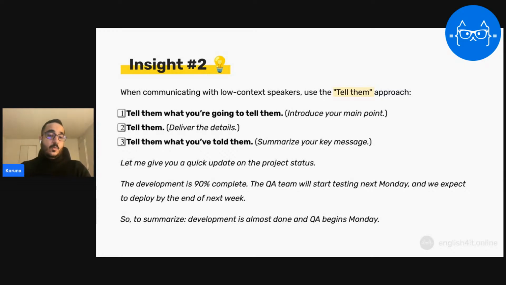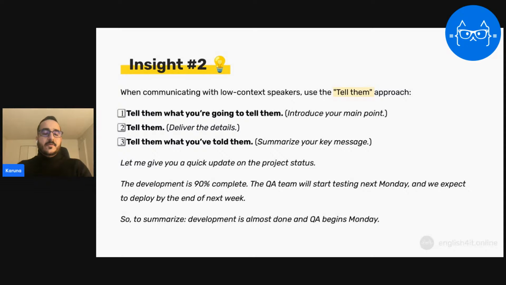On the other hand, working with low context speakers, it's really more about just stating facts and recapping, and is a lot more straightforward, right? You introduce your main point, you tell them what it's about, and then you summarize. A good example in the slides here.